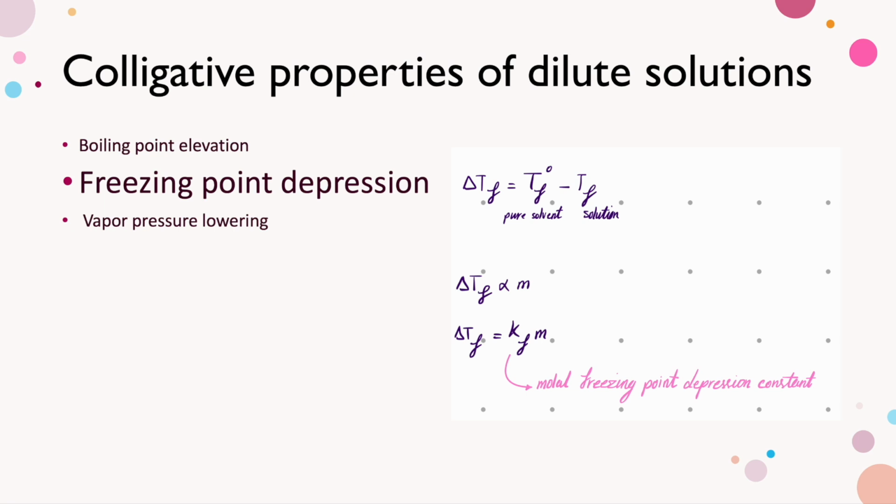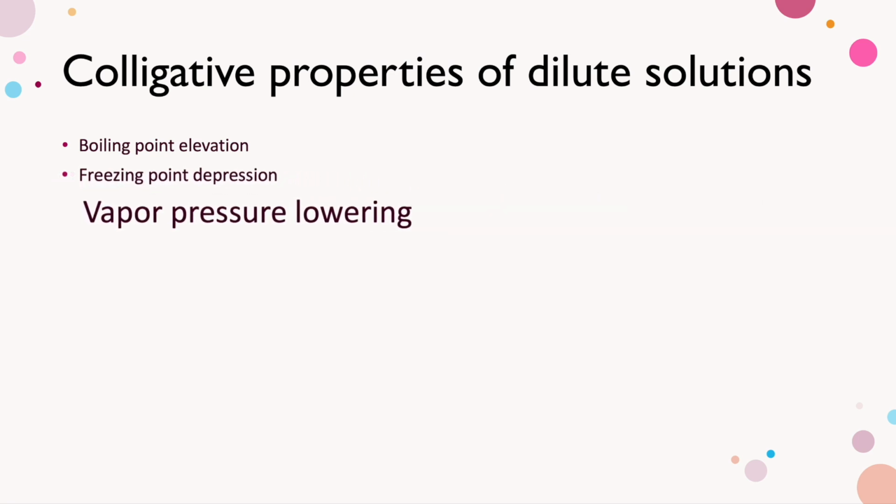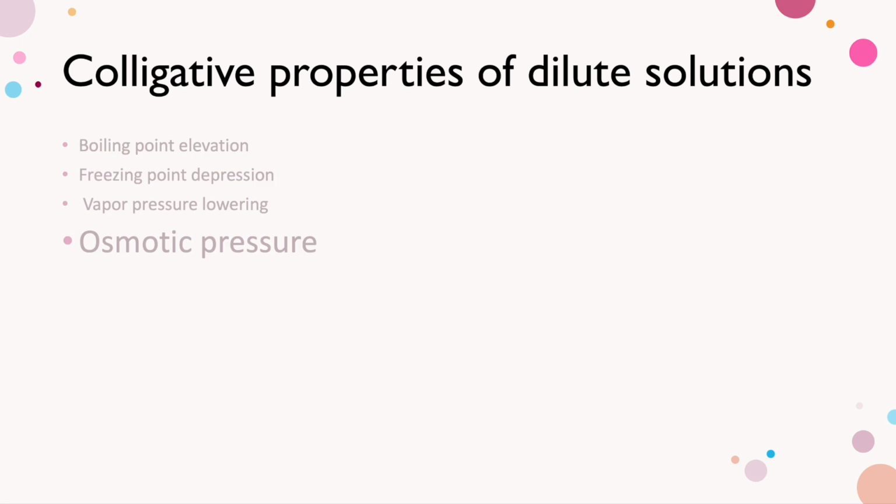Next one is vapor pressure lowering. It means that addition of a non-volatile solute to a solvent makes the vapor pressure of the solution lower than that of the solvent alone. And lastly, we have osmotic pressure.